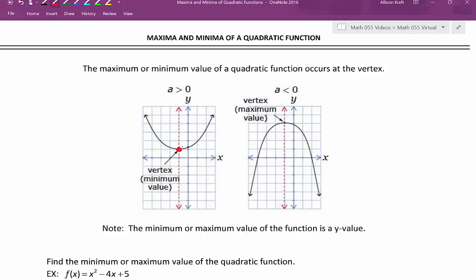Since a parabola facing up goes to positive infinity, we can't say specifically, oh, this number is the maximum value, because it's going all the way to infinity. Similarly, when your leading coefficient is negative and your parabola is pointing down, this time we're going to have a maximum value at the vertex, but no minimum value, because a parabola pointing down is going to negative infinity. Note that the maximum or minimum value of the function is the y value of the vertex.